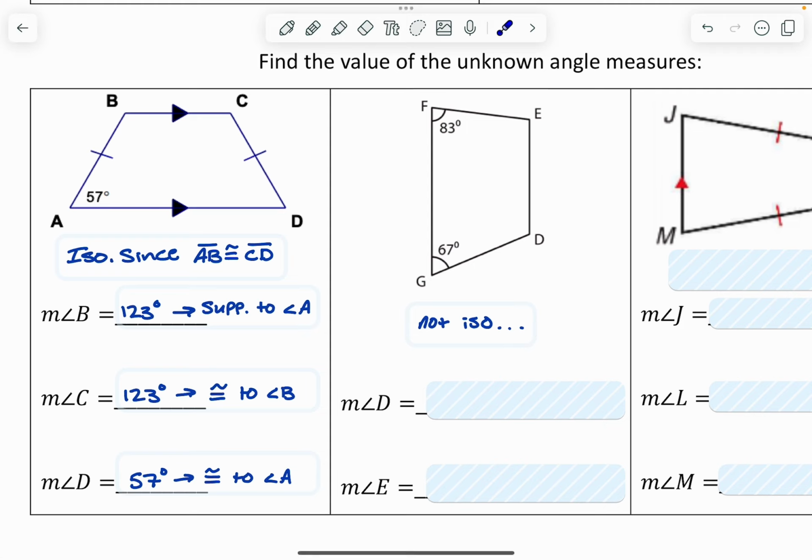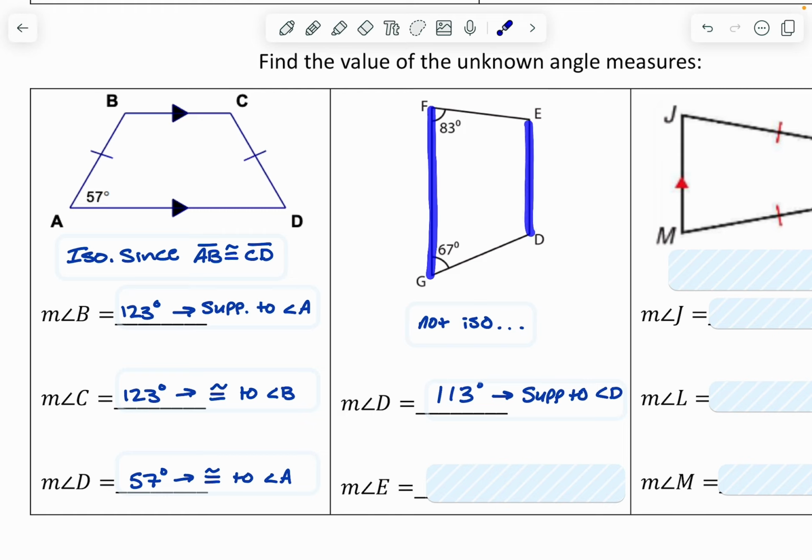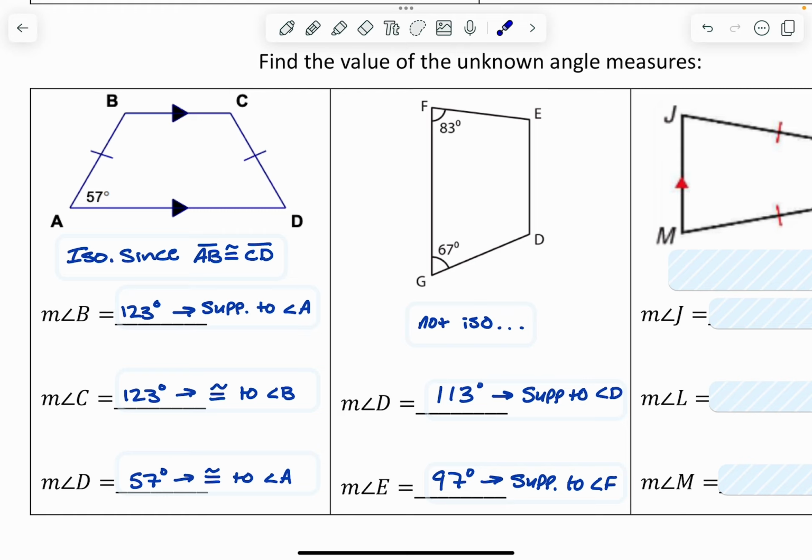Measure of angle D. I know angle G is 67. I know that angle G and angle D have to be supplementary. Angle D is 113. Again, adjacent angles, not the base angles. They are supplementary. Same thing with finding the measure of angle E. If angle F is 83, angle E plus angle F has to sum to 180, which means that angle E is 97 degrees.